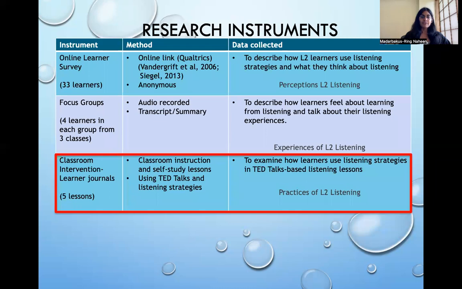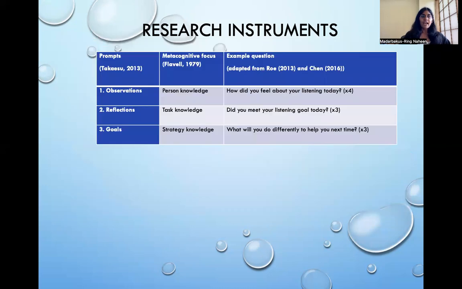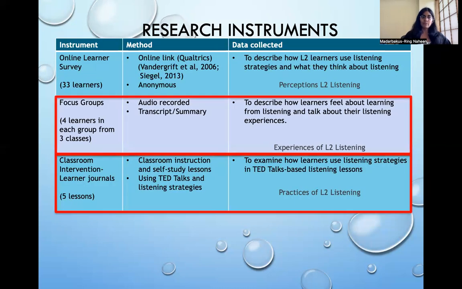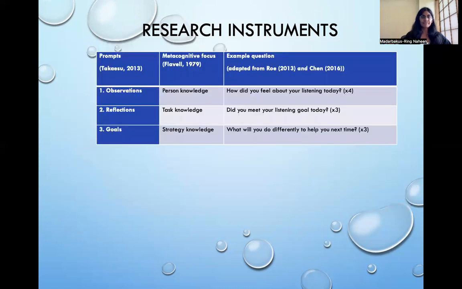So in the classroom instruction and self-study lessons where they were used, what kind of listening strategies and TED Talk based listening lessons led to their strategy use. And I'd also like to use focus groups, to show you what the learners felt about learning from this lesson and their experience of learning from the TED Talk lessons.